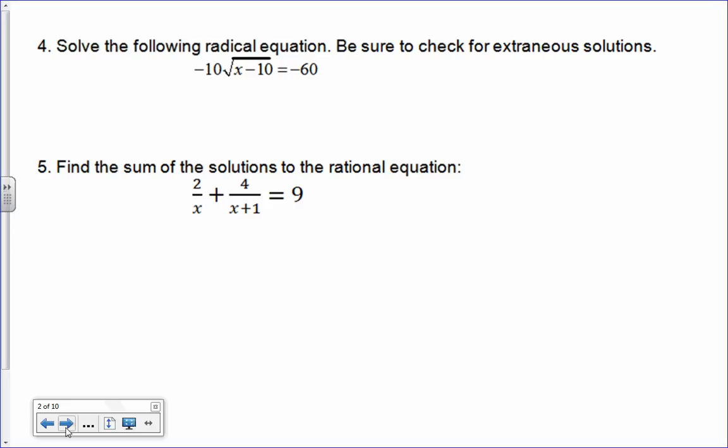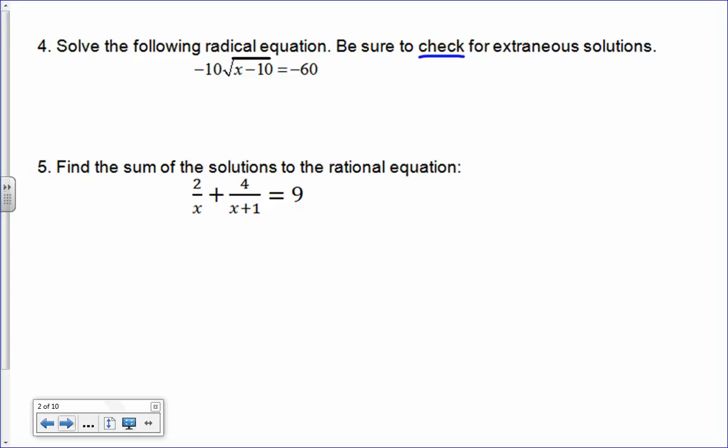Number 4, we're going to solve the following radical equation and then check for extraneous solutions. That's for ones that do not work. There was one on your constructor response where some of you did not check. You didn't get credit for that, so you got to do it and check it. All right?